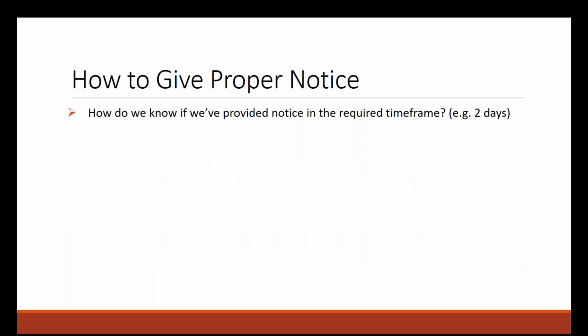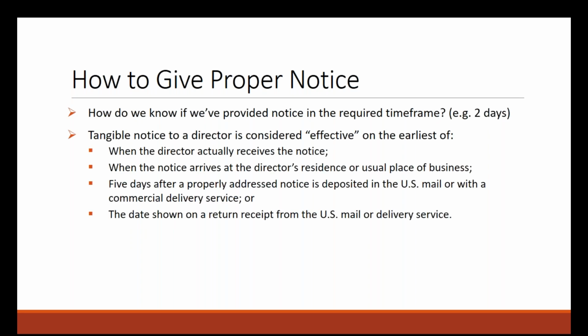Okay, how do we know if we've provided notice in the required time frame? So as we mentioned, the default rule is 2 days for all special meetings. Your nonprofit may have more or fewer days. So for tangible notice, for our letters and our faxes, it's considered effective on the earliest of when the director actually receives the notice, when the notice arrives at the director's residence or usual place of business, 5 days after a mailed notice is deposited in the U.S. mail, or the date shown on a return receipt from the U.S. mail or a delivery service.